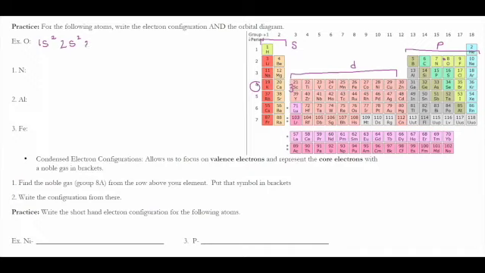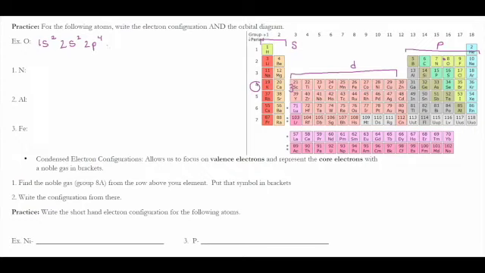Then it's going to be 2, and now it's p, because I'm in the p sublevel. And I've got 1, 2, 3, 4. So it's 2p4. And that's all there is to it. So that is my electron configuration.